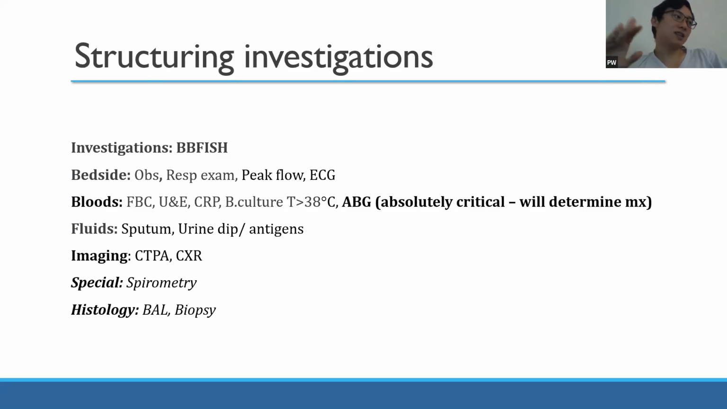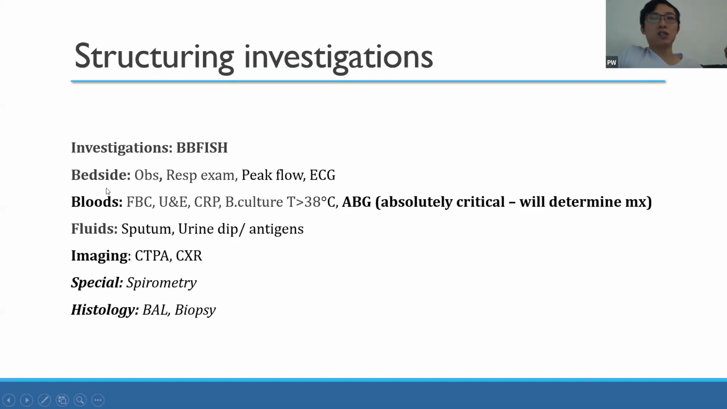If you've been listening to Amir Sam over the past 6 years, he will have told you something called BB fish as a way of structuring your investigations. This is important because you have to do it in a coherent manner, both for your sake when you're practicing on the ward so you don't miss stuff, and for your exams, because otherwise you're going to become incoherent in your vivas.